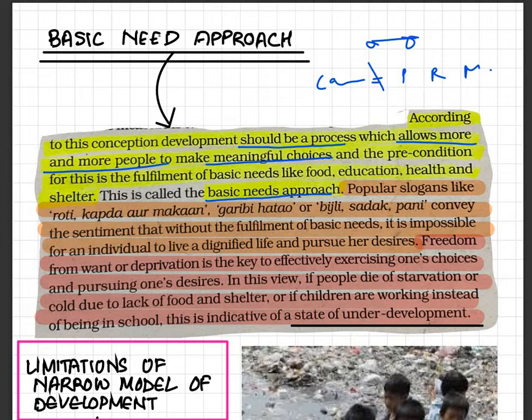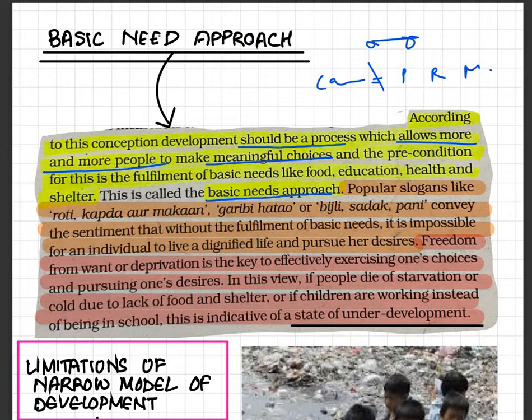So, the basic need approach says that more and more people should make meaningful choices. They should be aware of their basic needs. Okay? Basic needs are food, education, health and shelter. And you must have heard those slogans: roti, kapda aur makan, garibi hatao, bijli, sadak, pani. All these convey the same sentiment that you should fulfill your basic needs. Do not go running after highly materialistic approaches.